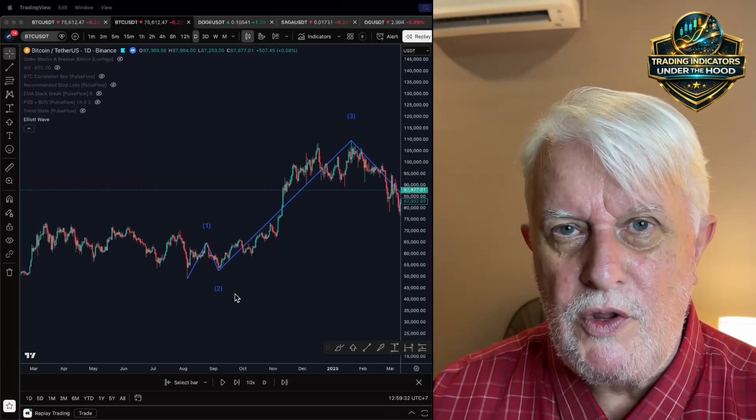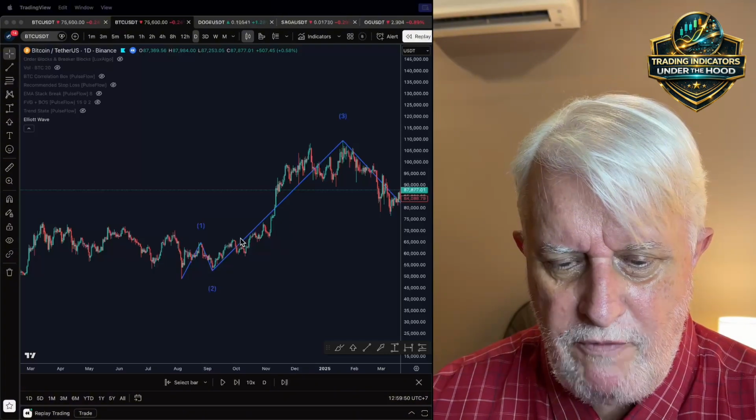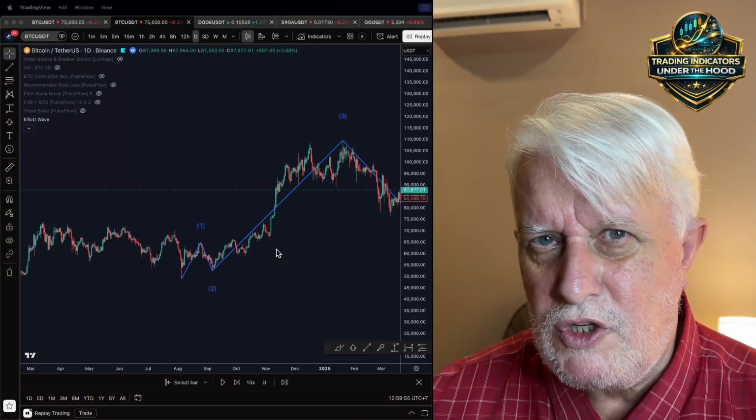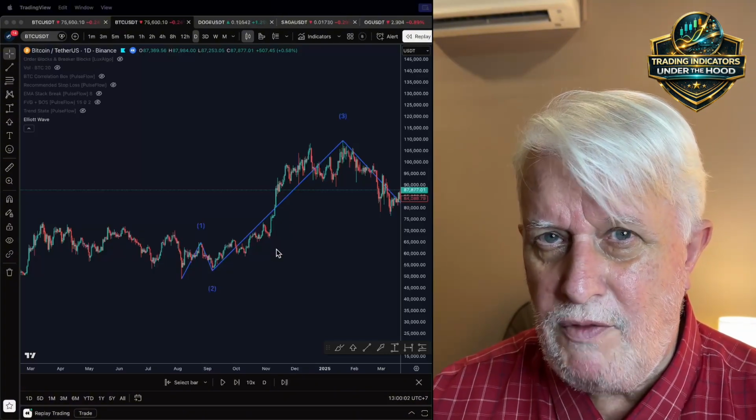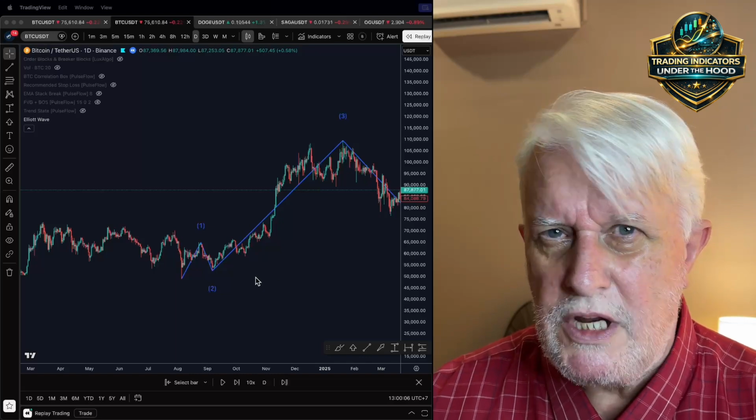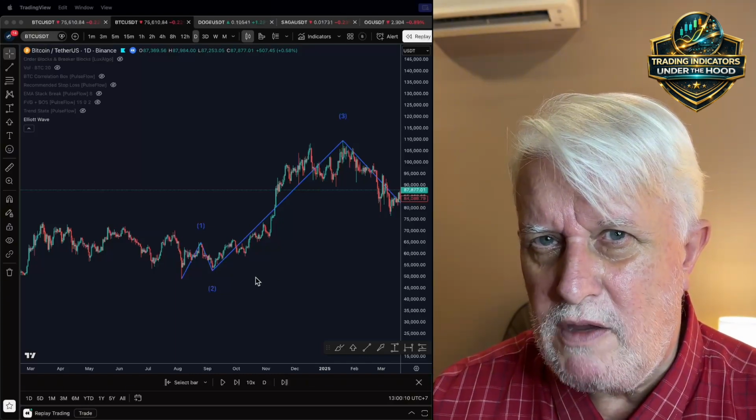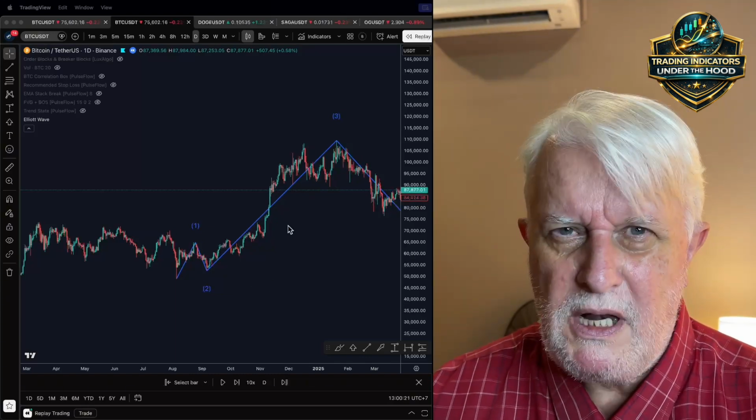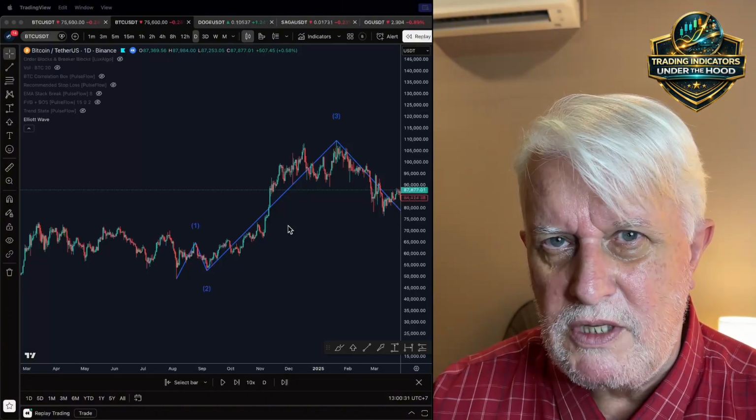Now wave 3 is the one that everybody wants. The break above the wave 1 high triggers a cascade of stop losses from short traders and the move explodes. This is usually the longest and most powerful wave in the sequence. Wave 3 typically extends up to Fibonacci 1.618.